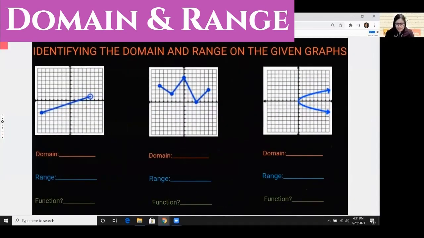So there you go, identifying the domain and the range on the given graph. So we have a given graph in here. We're going to identify the domain, the range, and tell if the given is a function or not. So the first one, we need to identify the domain. Again, take note, the rule in writing the domain and the range, we start first from least to highest. So from least number to highest number.